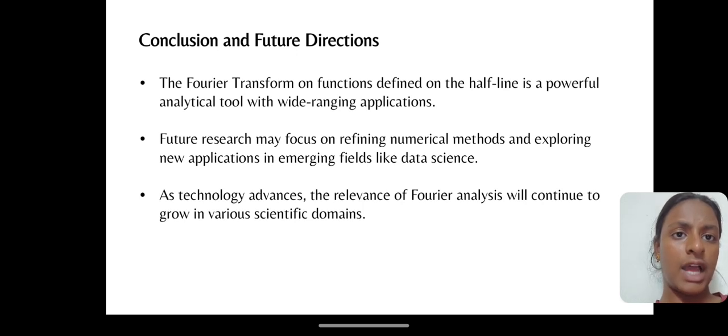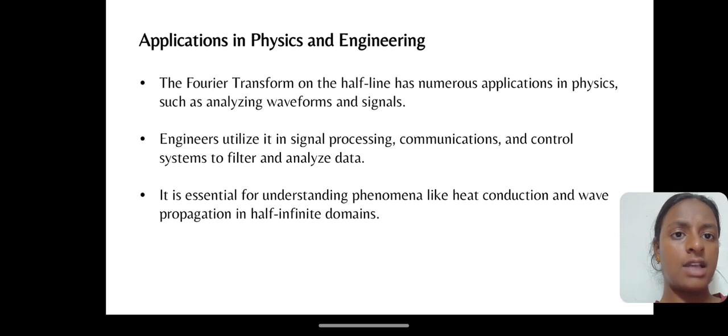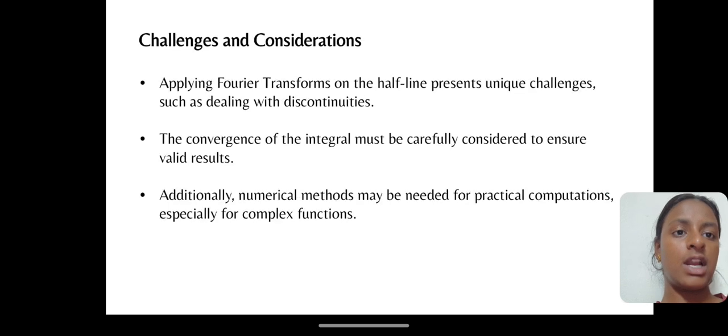Conclusion and future directions. The Fourier transform of functions defined on the half-line is a powerful analytical tool with wide-ranging applications. Future research may focus on refining numerical methods and exploring new applications in emerging fields like data science. This Fourier series can be used in data science as it is used for analyzing data, as engineers utilize it in signal processing, communications and control systems to filter and analyze data.